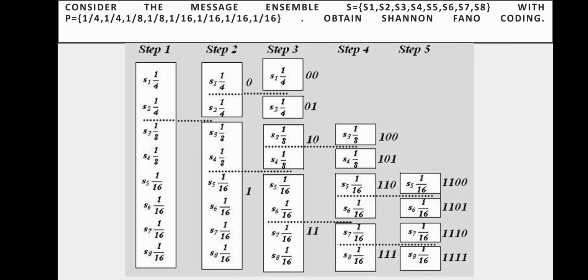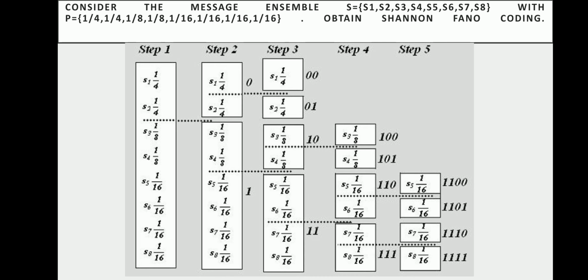The condition is only that if we add the probabilities of each group, the group probabilities should be nearly equal or equal. So that's the only condition. So here we group S1 S2 together, and the remaining symbols S3 to S8 together, because the probability of the first group is 0.5 and the remaining is also 0.5.